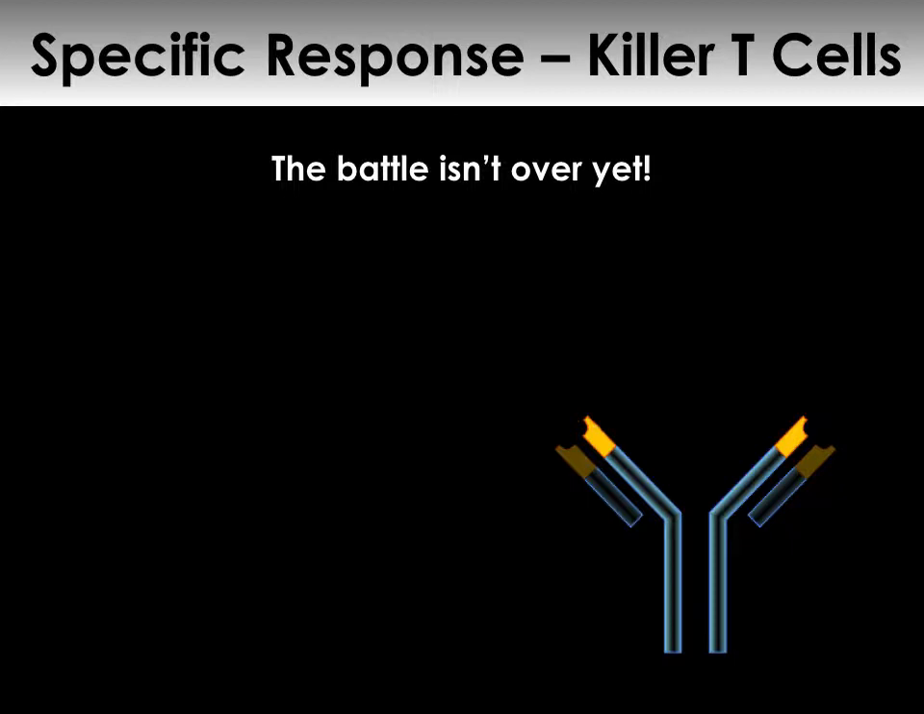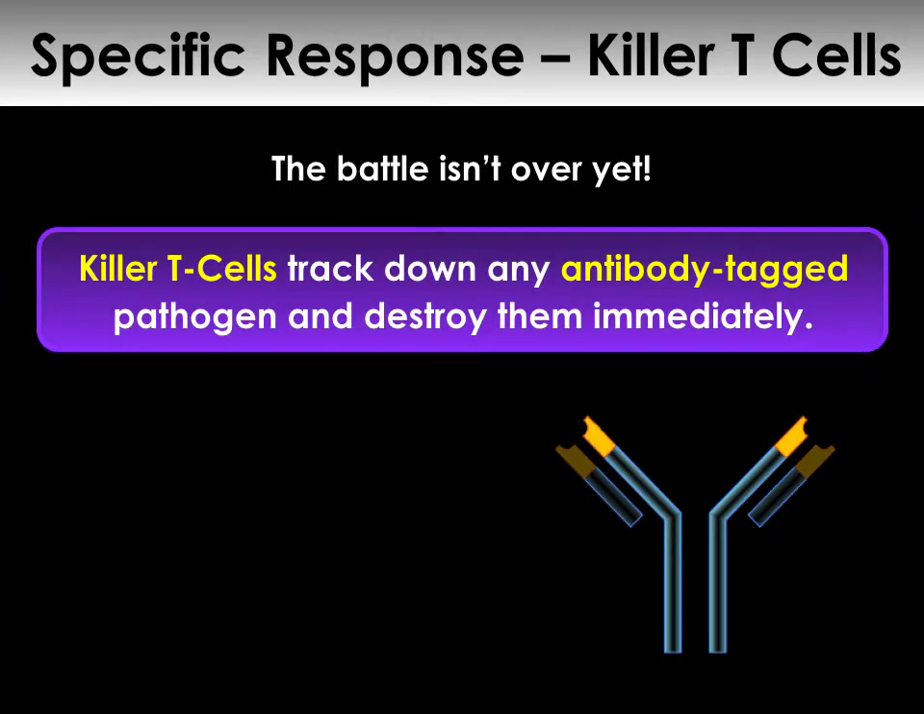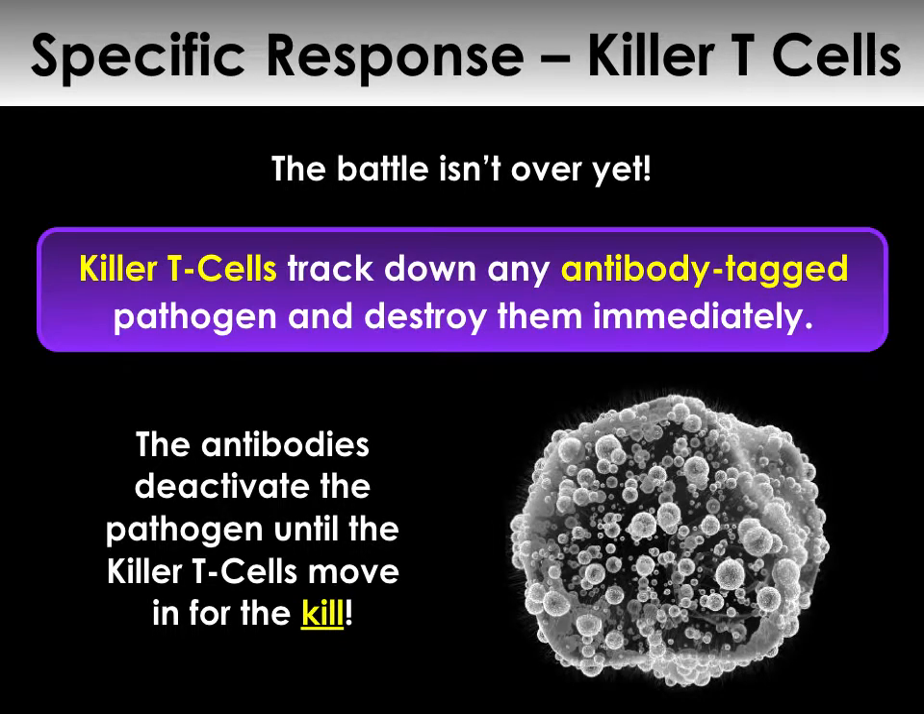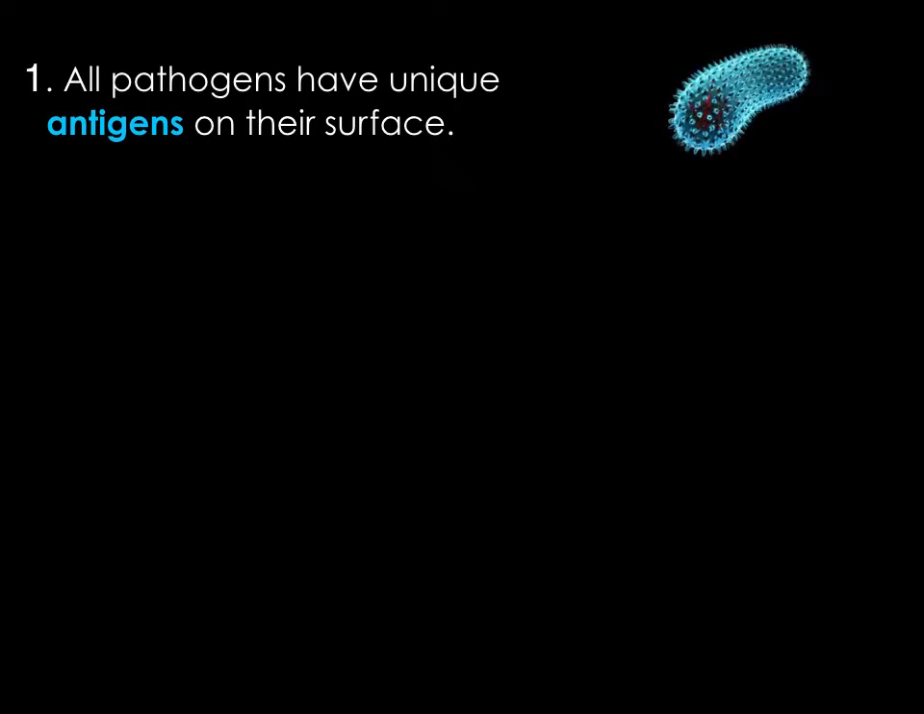But it's not quite over yet. Once antigens have been tagged by antibodies, killer T cells will recognize them and destroy them. The antibodies deactivate the pathogen until the killer T cell can move in for the kill.